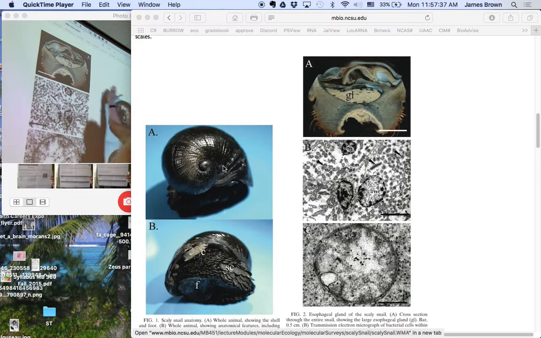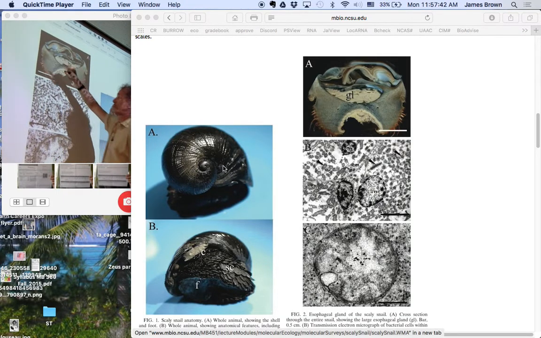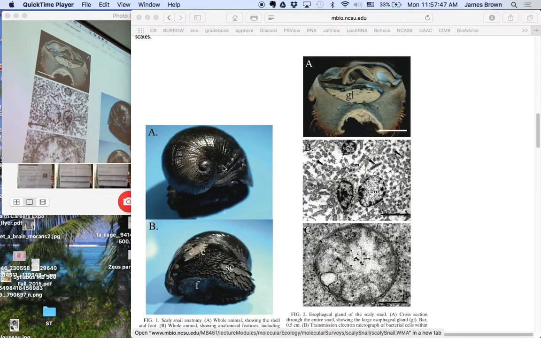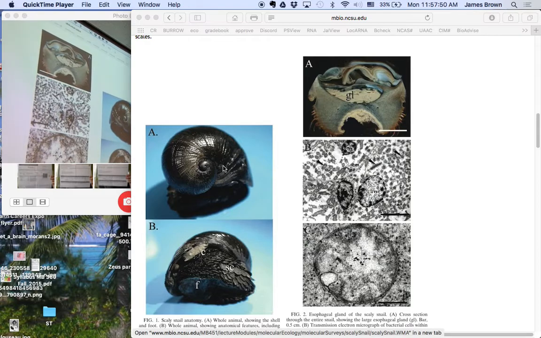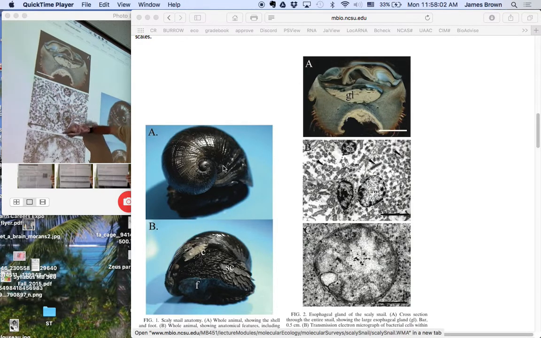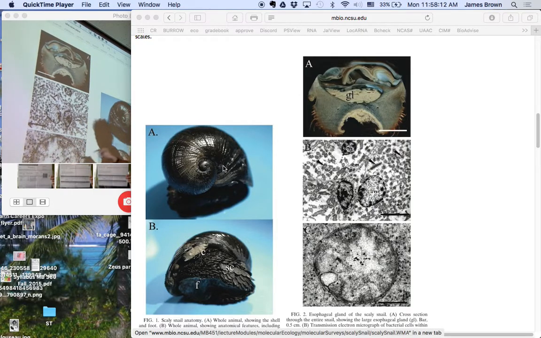And so here's a cross-section of one of these animals. Here's the foot and the scales. The gills are up here, which are usually in the shell. And this is the esophageal gland. They're huge. And when you take a cross-section through the esophageal gland under an electron microscope, what you see is that the cells of the esophageal gland, here's one cell, here's the nucleus, are full of bacteria. This is what they look like in cross-section.